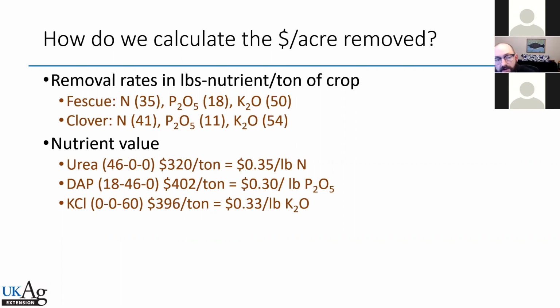If you know how much crop you're pulling off, here's some book values: fescue takes off about 35 pounds of nitrogen per ton, 18 pounds of P2O5 per ton, 50 pounds of K2O per ton. Clover is 41, 11, and 54. And then we look at what's the price. Well, urea, 320 a ton, 35 cents a pound of nitrogen, that's probably a little high right now. DAP is $400 a ton, 30 cents a pound of P2O5. And potash about $400 a ton, 33 cents a pound K2O.